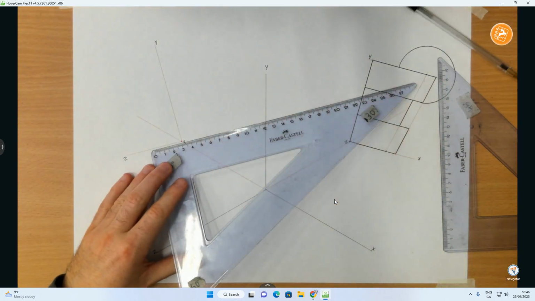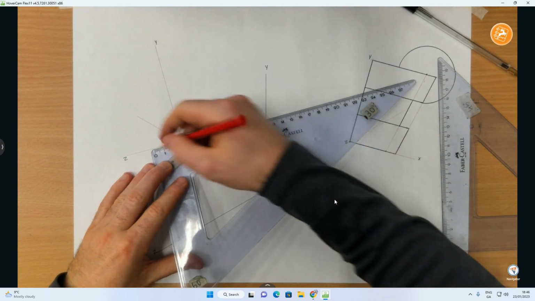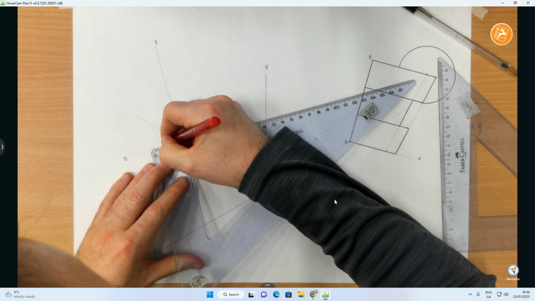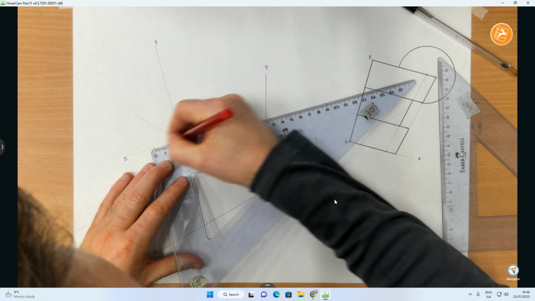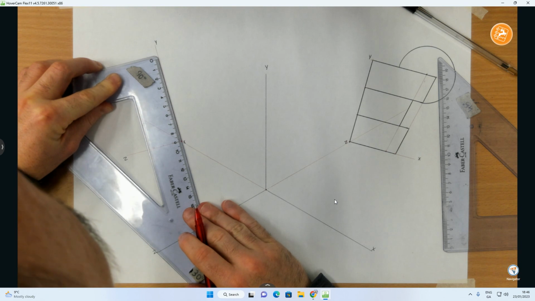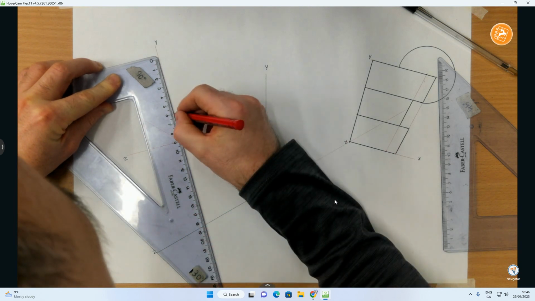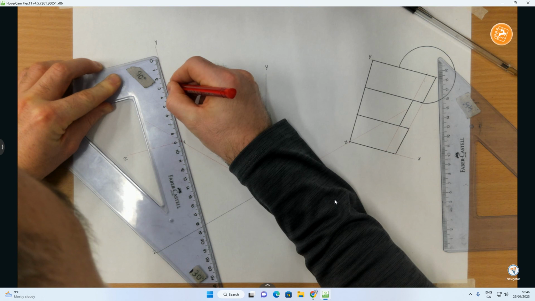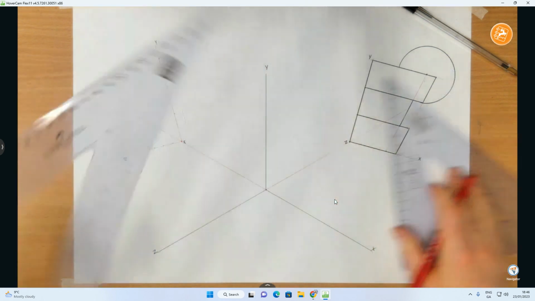So using those measurements, 3 10s, 10, so there's my 30, and now I'm going to mark up those distances as well, starting with the 3 30s first of all. So there's 6, 3, 0.